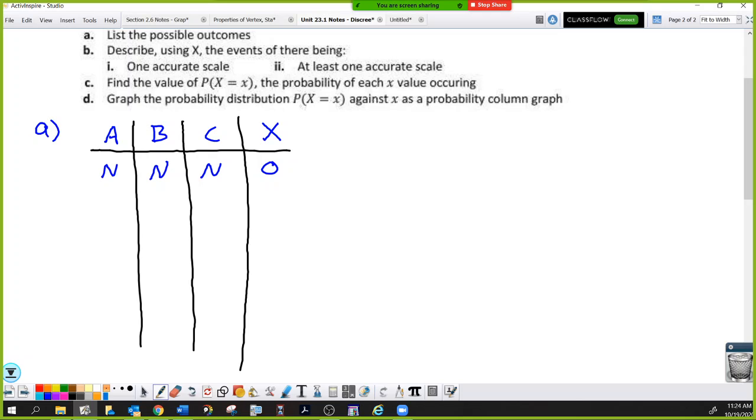Now we could say that lane A works, but the other 2 don't. So there's 1 working scale there. Well, how many different ways could I have 1 working lane? 3, because there's 3 scales. So that little y there could shift around.